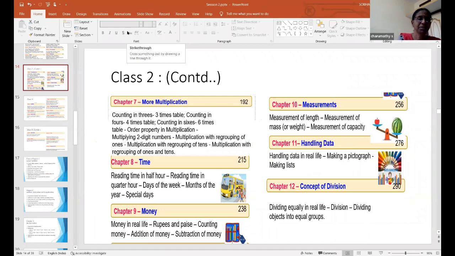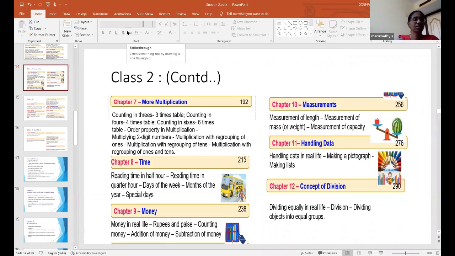Then comes the time chapter. If you look at the mathematics topic there in class 1, it is all overlapped. That is how we do it. Maths topics are always overlapped from one class to another. So there it was a time chapter in class 1. They did only full hours. Here up to half an hour also they do. And reading the time to quarter hour, days of the week, months of the year, and special days in the year. Then comes money.